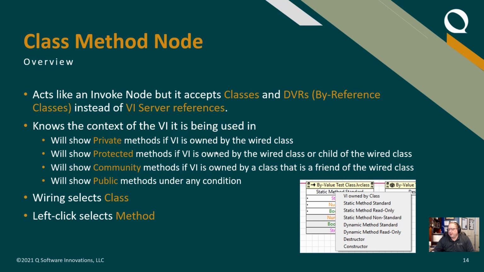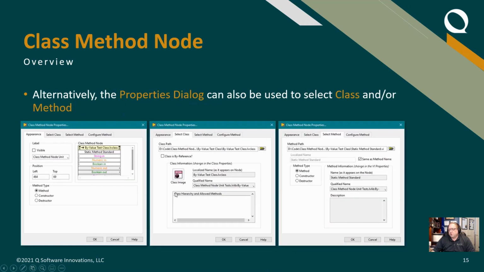So I'll show that in a minute, but basically, when you click on the class method node, just like when you click on an invoke node, it's going to pop open a menu showing all of the methods that you're allowed to use. And it will only populate that with the ones that you're allowed to use based on the context of the VI it's used in. I also alternatively have a property dialog box that allows you to select class and method besides being able to click on it.